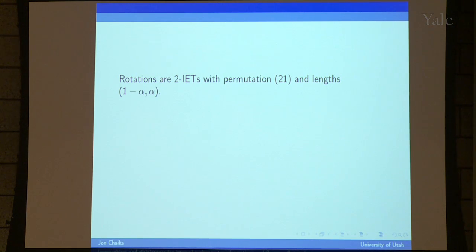So the piece gets pushed over by alpha. It goes to the interval from 1 to 2. You subtract 1 off because you were doing everything mod 1, and it gets sent to the beginning. The part from 0 to 1 minus alpha gets shifted over by alpha and stays in the interval. And that's how to see that rotations are 2-IETs.